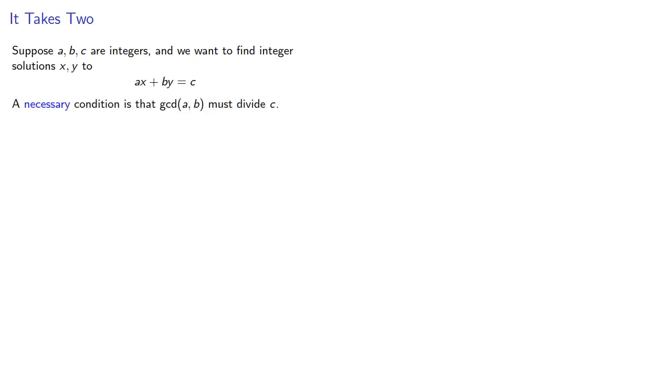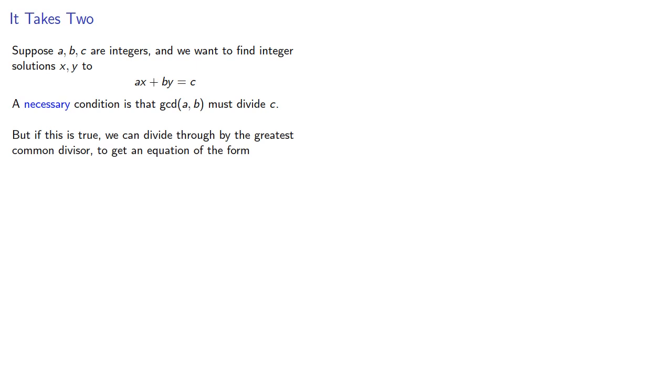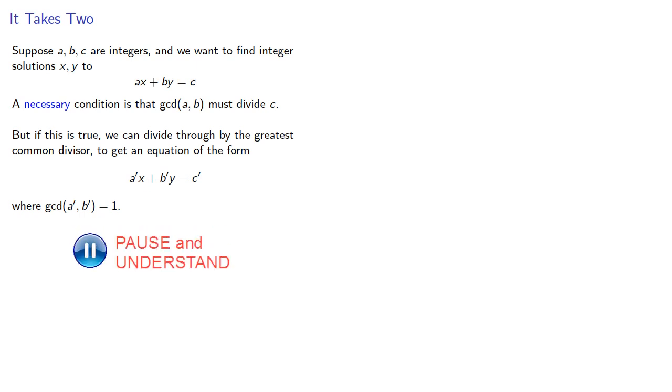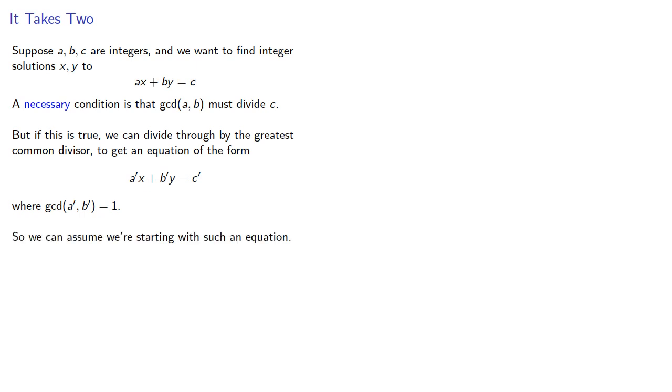So suppose a, b, and c are integers, and we want to find an integer solution, x, y, to the equation. A necessary condition is that the greatest common divisor of a and b must divide c. But if this is true, we can divide through by the greatest common divisor to get an equation of the form where the greatest common divisor of our new coefficients is 1. So we can assume that we're starting with such an equation.